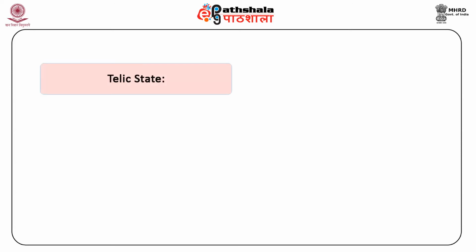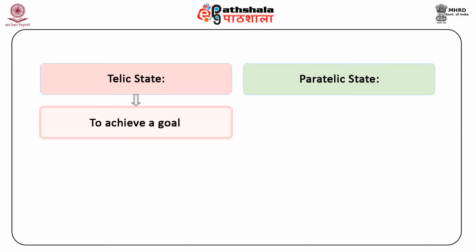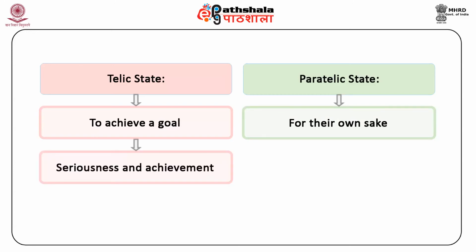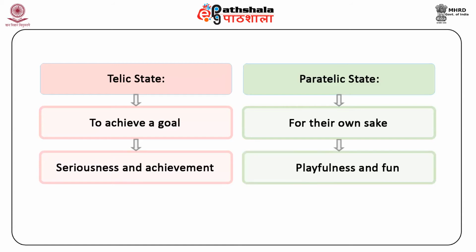In contrast, when we are intrinsically motivated, primarily focused on doing the activity in a spontaneous way with least regard for the goal of the activity, this defines the paratelic state. In the telic state, we focus on doing an activity to achieve a goal, but in a paratelic state, we carry out activities primarily for their own sake. The telic state is associated with seriousness and achievement, while the paratelic state is associated with playfulness and fun.